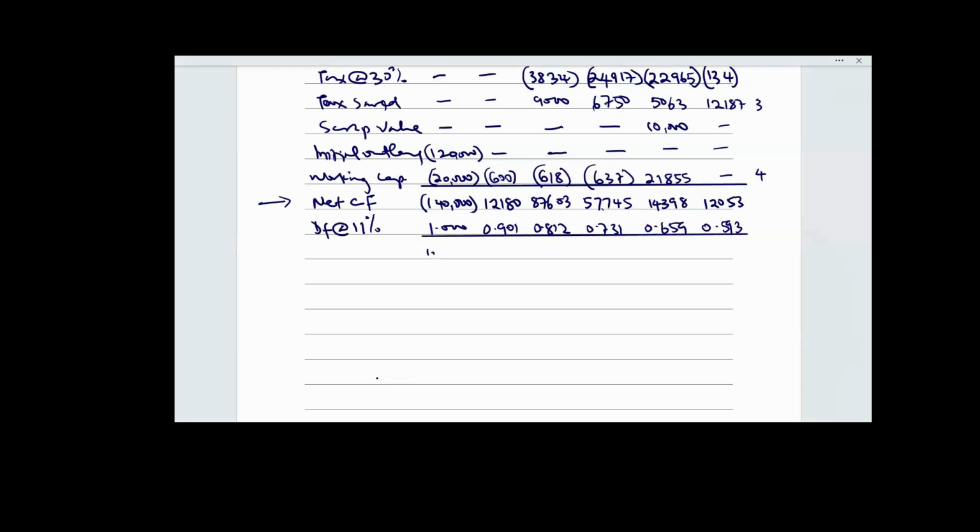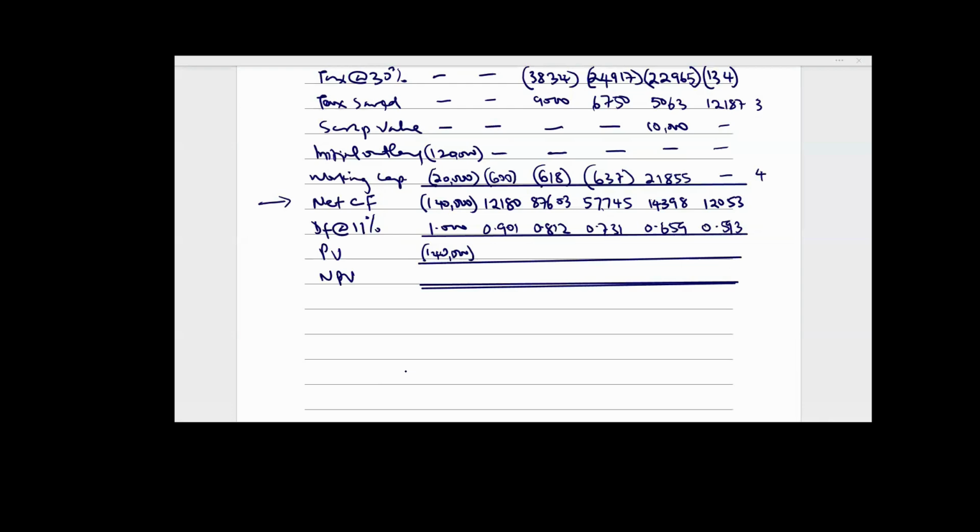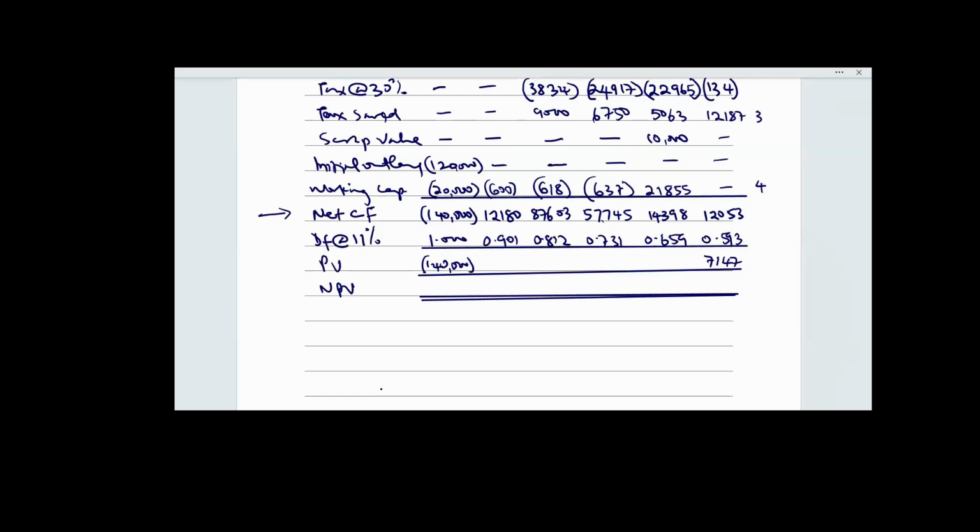Multiply to get the present value. Here is 140,000 minus the PV, then the NPV. Someone got 0.621 for year 5, so can someone else confirm? 1.11 raised to power minus 5 equals 0.593. So 0.593 multiplied by 12,053 equals 7,147.